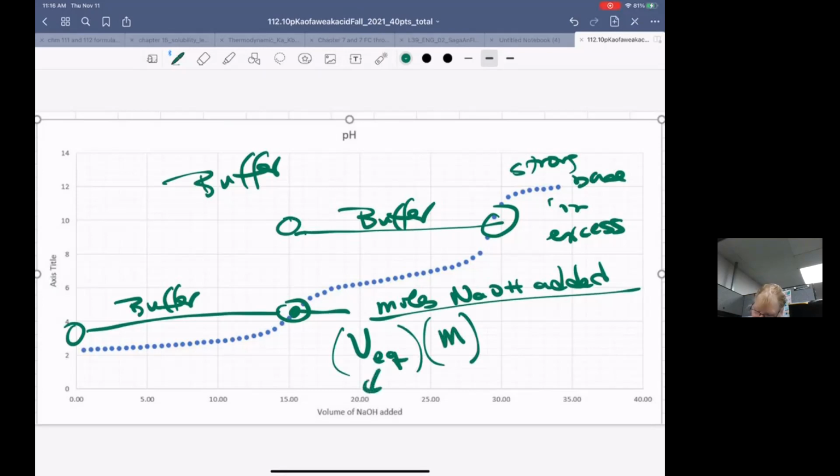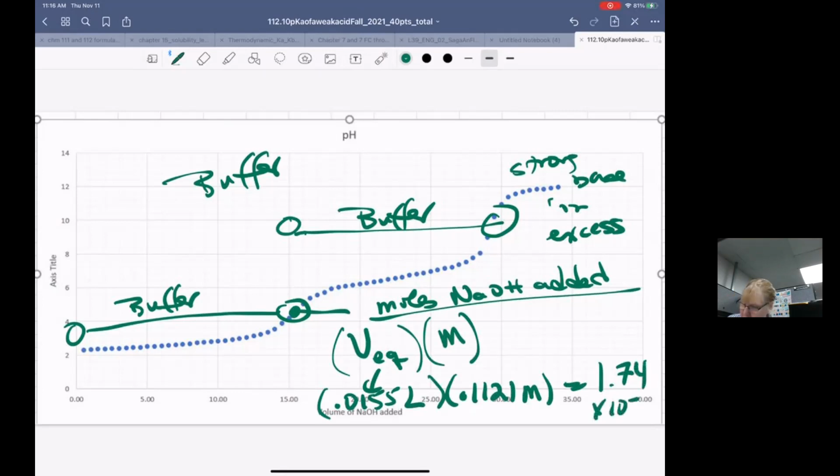Remember, you put that in liters. So this is going to be 0.0155 liters of my molarity, which I've recorded off the bottle, 0.1121 molar. And when I do the math, multiplied by 0.1121, I am going to get 1.74 times 10 to the minus 3 moles of my sodium hydroxide.